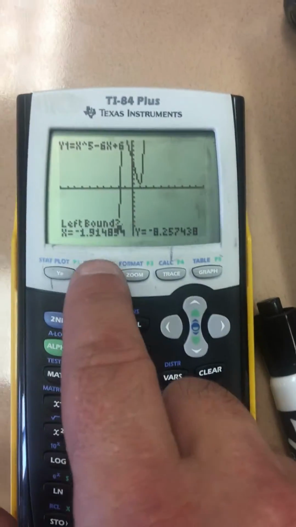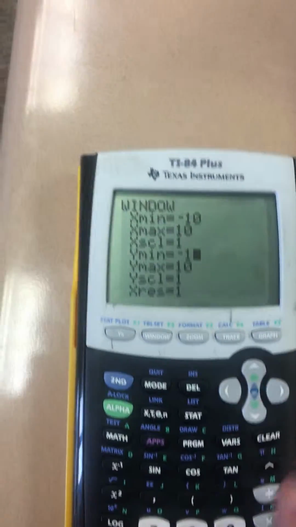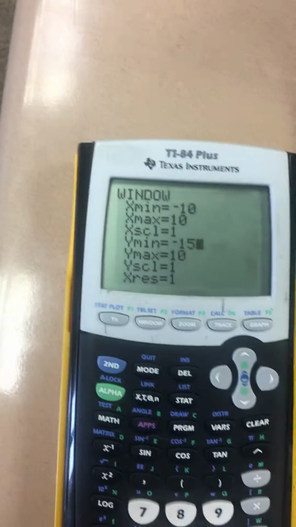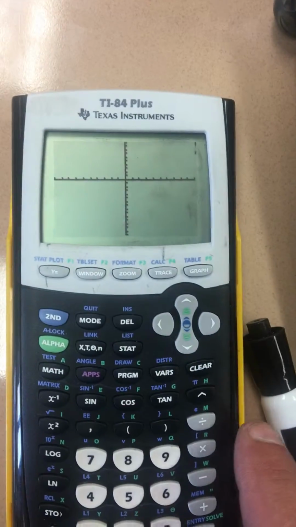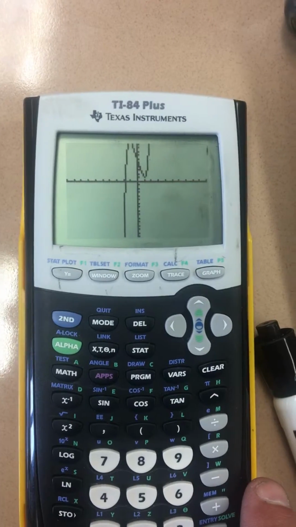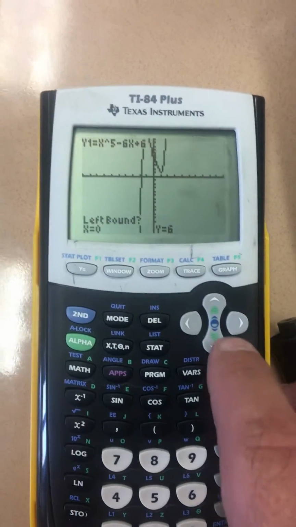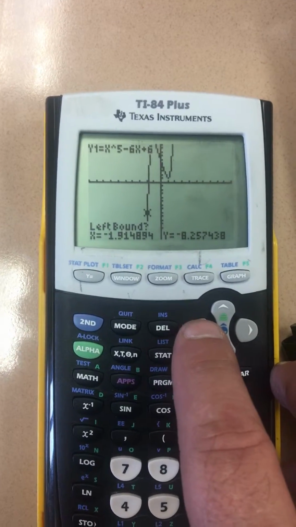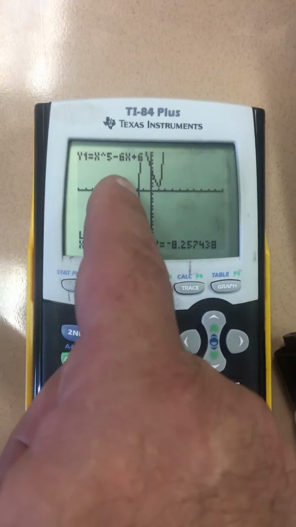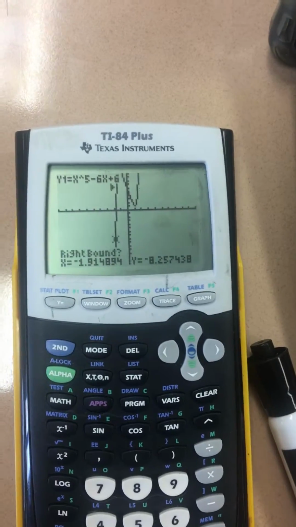As a matter of fact, I'm going to change my window a little bit. I'm going to make my y minimum just negative 15, because I want that to show a little better. So I'm going to hit graph. Notice now I can see a little bit lower. Now I'm going to hit second calc, but I'm going to hit number 2. This is an alternate way to do it. I want to get to the left-hand side of where it's intersecting with the x-axis, and I'm going to hit enter.